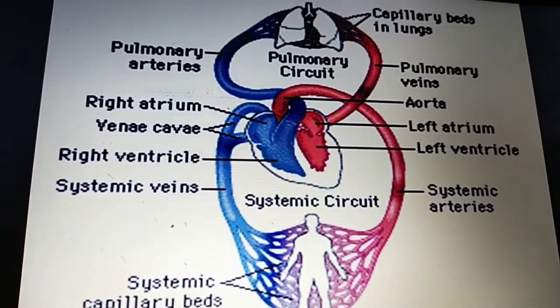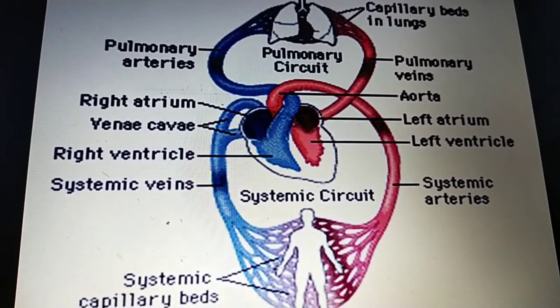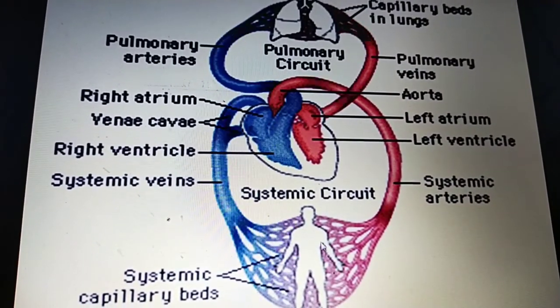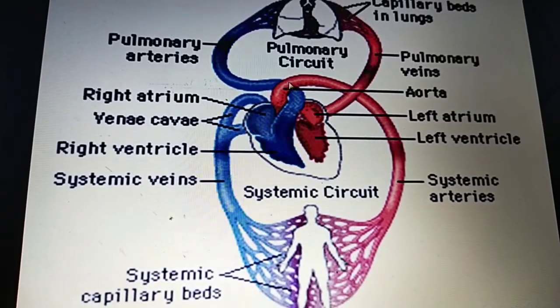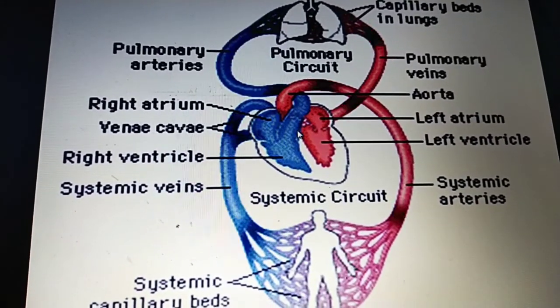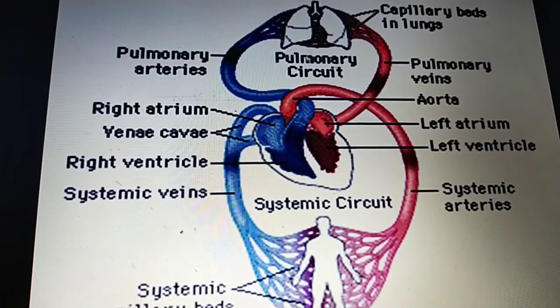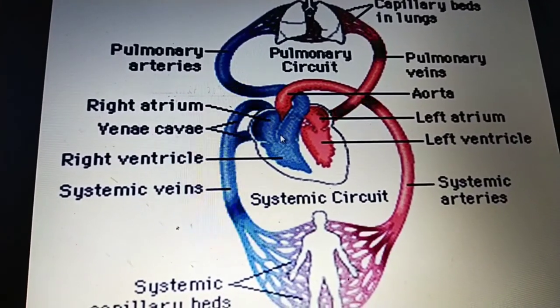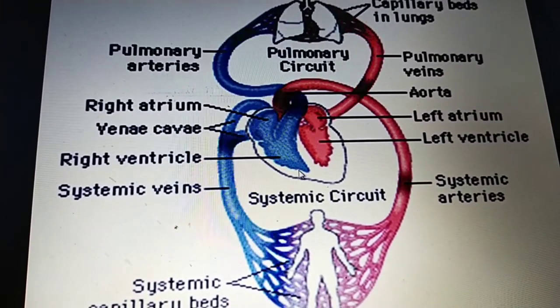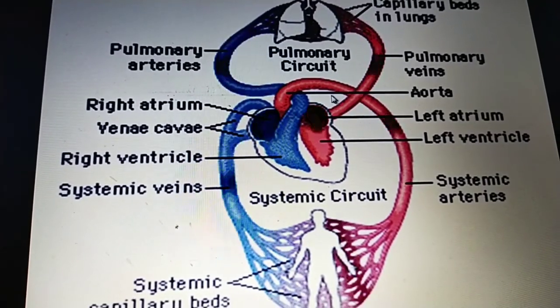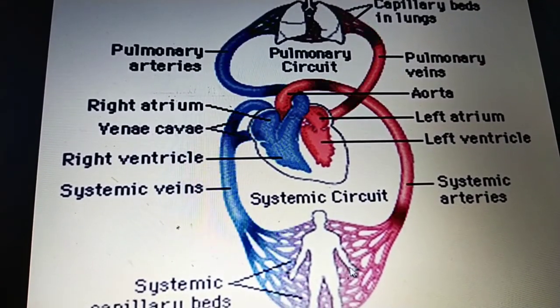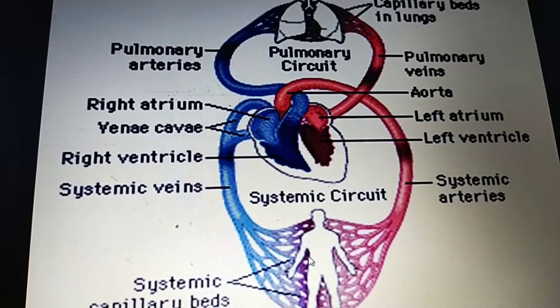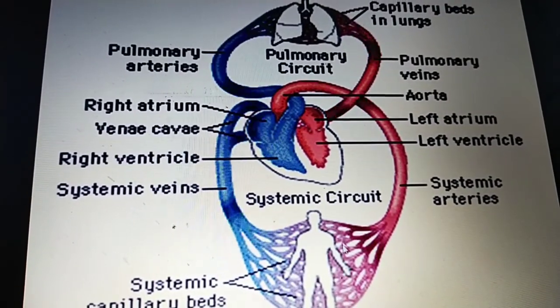This is called the pulmonary circulation, and this is called the systemic circulation. Pulmonary circulation is the circulation between the lungs and heart, and systemic circulation is the circulation between the heart and the whole body except the lung. This is called the systemic circulation.